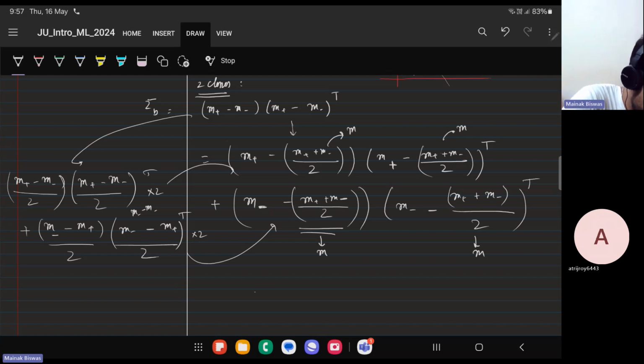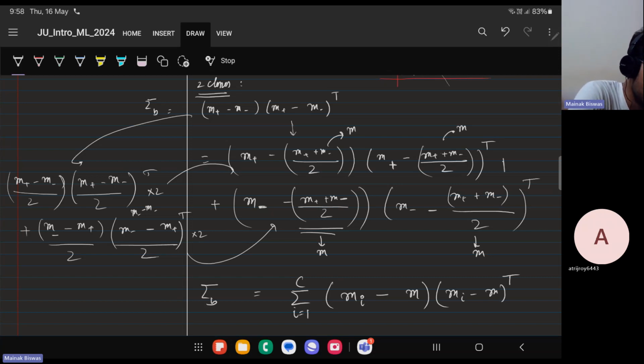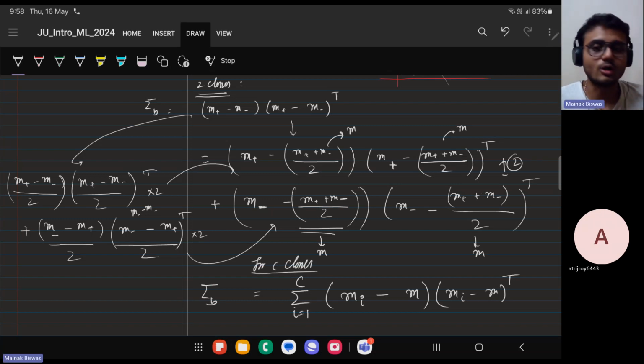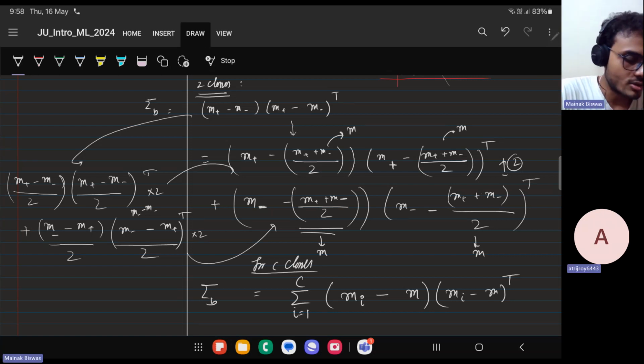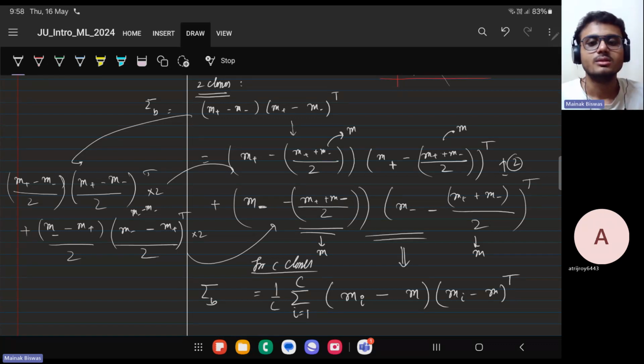Then you can write this as the sum from i equal to 1 to C of (mi minus m)(mi minus m) transpose, as sigma b. For two classes it is true. For C classes, you want to separate the classes as far as possible from the mean of all the classes, right? That is what it's turning out to be. So instead of 2, I have written it into C terms.